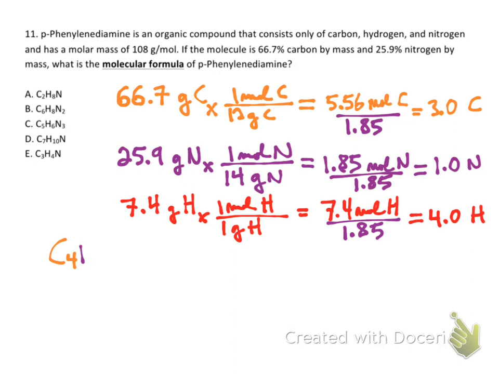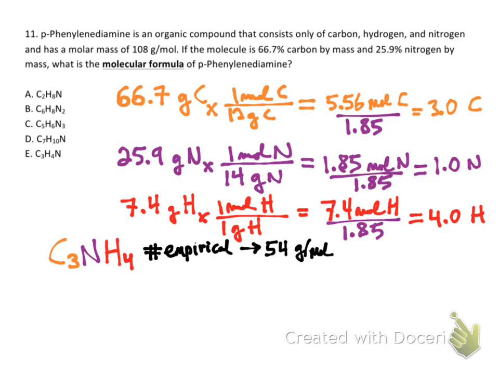So it's C3, 1 nitrogen, and 4 hydrogens. So C3NH4. And this, again, is our empirical formula. If we add together 3 times 12 plus 14 plus 4 times 1 to account for all these different elements, this empirical formula that we have is 54 grams per mole.